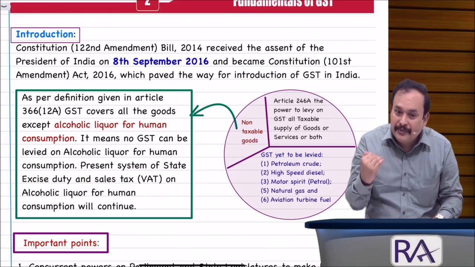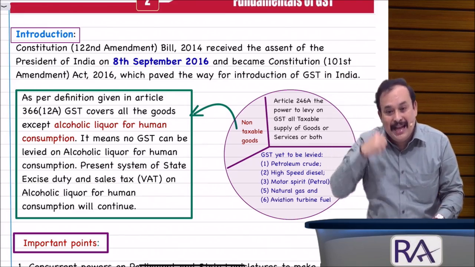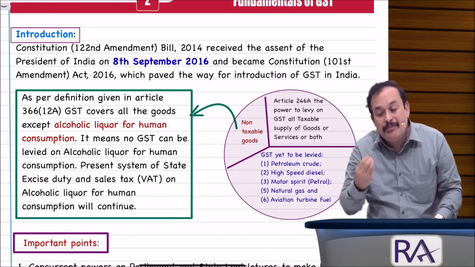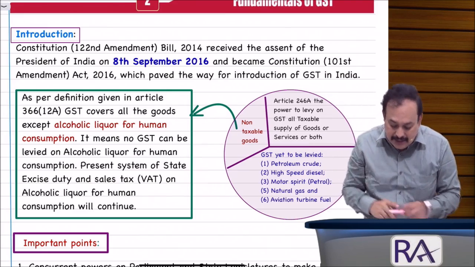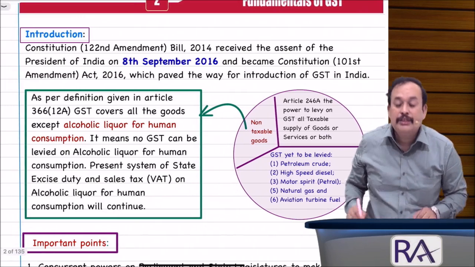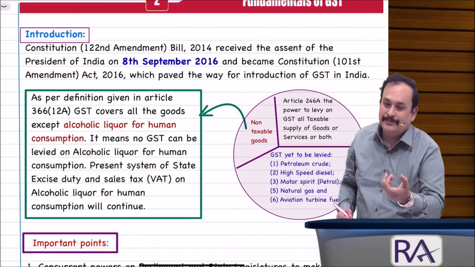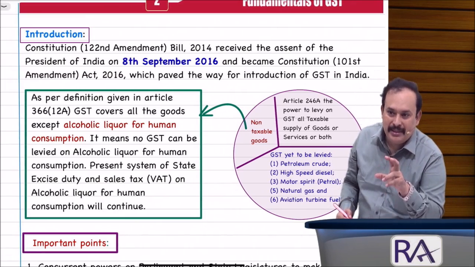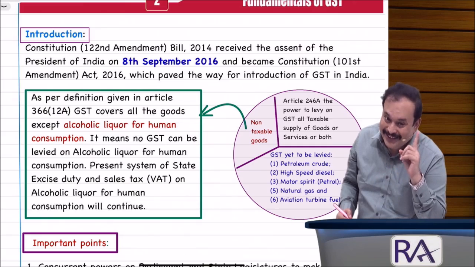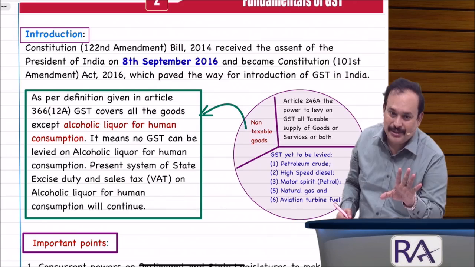Further, after that particular bill became an act, there is an amendment, the 101st Amendment in the year 2016 in the Constitution of India, to lay down the provisions in India. Are you getting my point, sir? The bill was introduced in 2014. It became an act in 2016 by virtue of the 101st Amendment Act. Is it clear? Amendment in the Constitution.